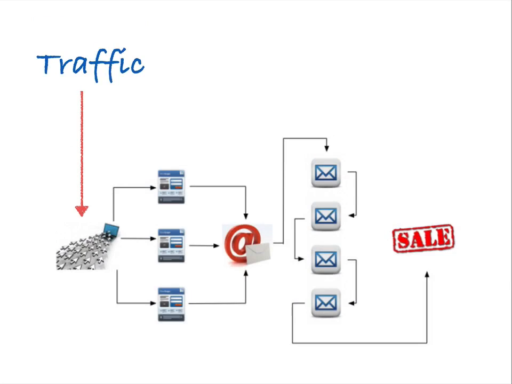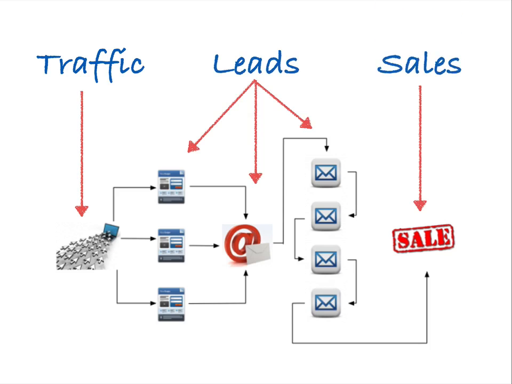So we have a couple of goals in any traffic or any marketing system. The first is traffic, the second is leads, and the third is sales. And so if you look at the graphic, the flow on the left goes from traffic. We're bringing people into our marketing system. And we'll talk about what the components are.